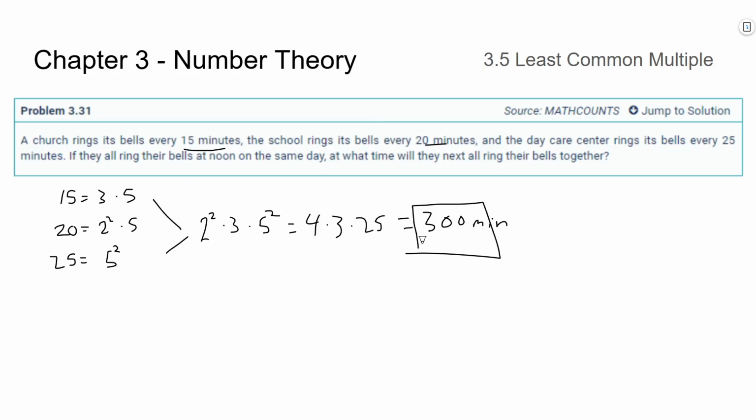Well, how many minutes are in an hour? 60. So what's 300 divided by 60? 300 divided by 60. We can cancel out one of these zeros. So what's 30 divided by 6? And we know that that is 5. And that's going to be converted to hours, right? So 5 hours after noon, they will all ring together. So what time will they ring together? 5 p.m.